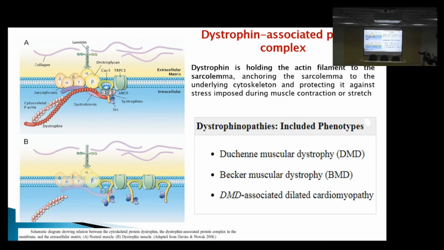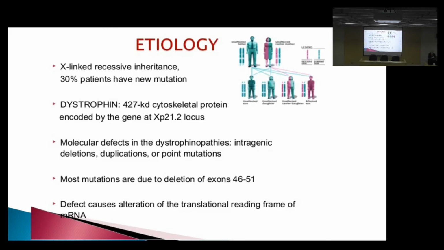Later on, the muscular symptoms will come, but later. So X-linked recessive, 30% of people are having a new mutation. It's not inherited. It's not the mom carrier. It's just happening because it's a huge gene with high susceptibility to become mutated, right? Different kinds of changes inside. Most mutations are deletions in exons 46 to 51.